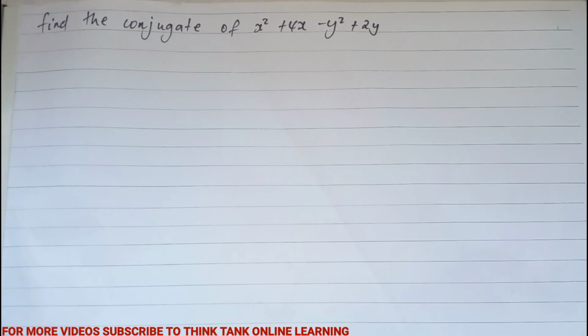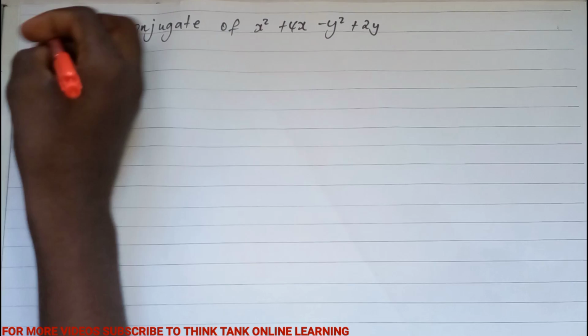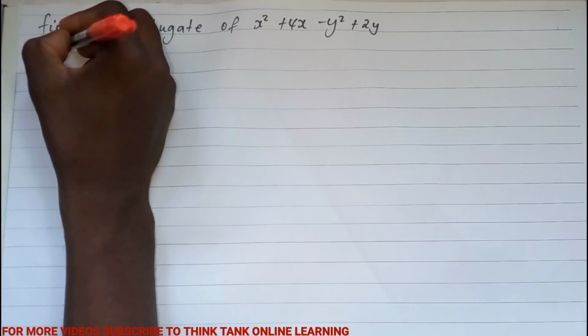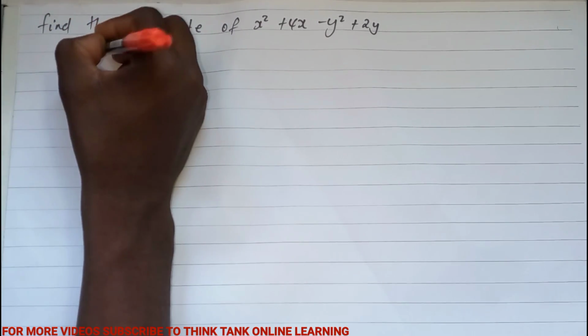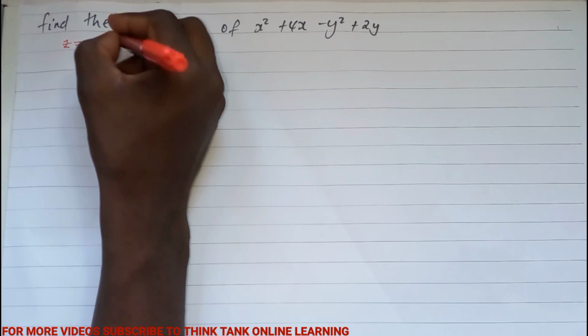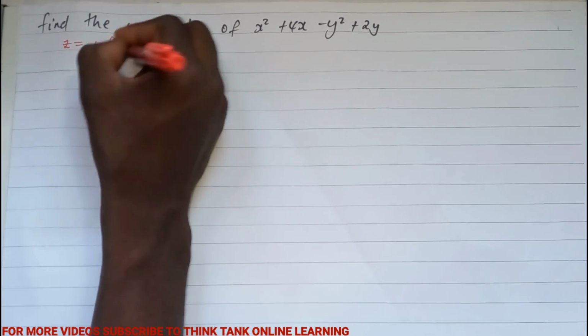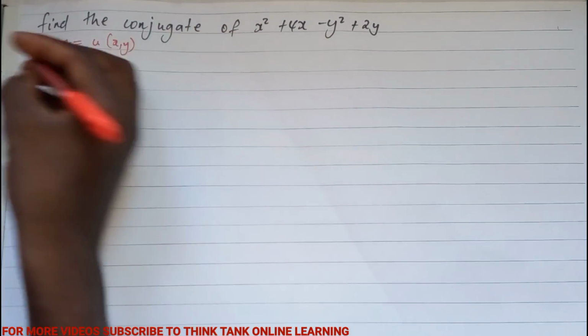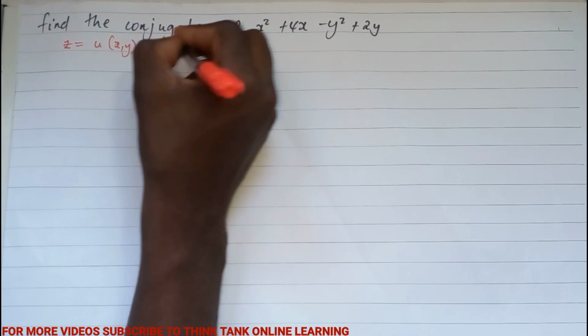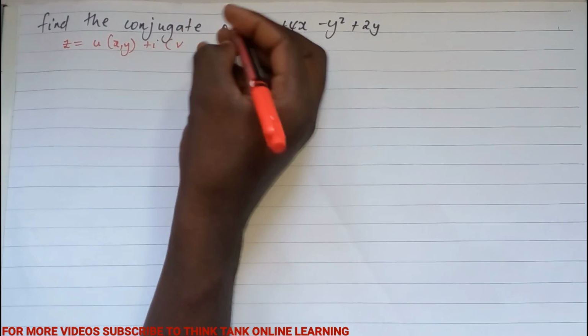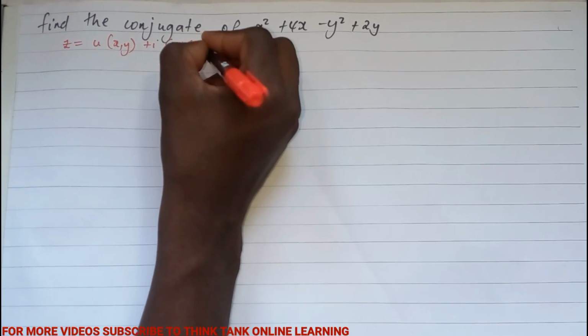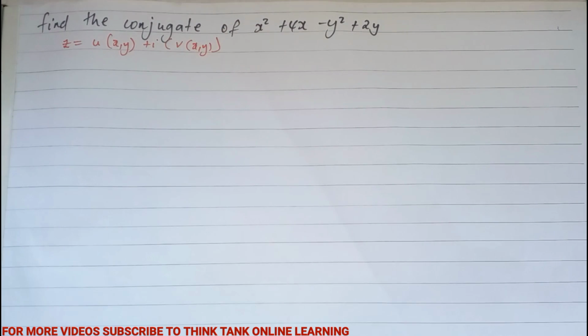What we know is that our complex variable z is in the form of u, the real part, u(x, y), plus i v(x, y). So this is our complex variable.